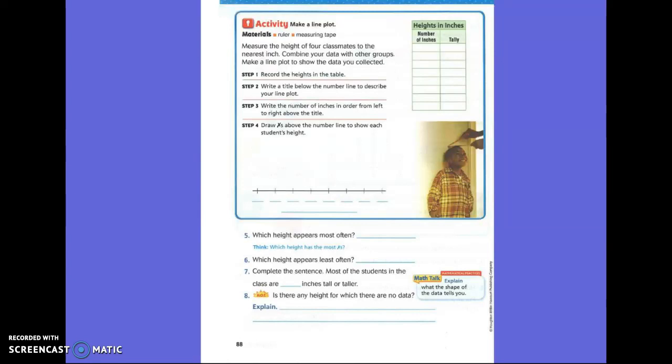This is where you're going to do the activity together and you're surveying each other. We're going to measure the height of all of our classmates to the nearest inch and combine the data with other groups. And we're going to make a line plot to show the data that we collected. So we're going to have to get together with measuring tape, measure how tall we are to the nearest inch, and then record them on the number line. Okay, so I will get you into partners.